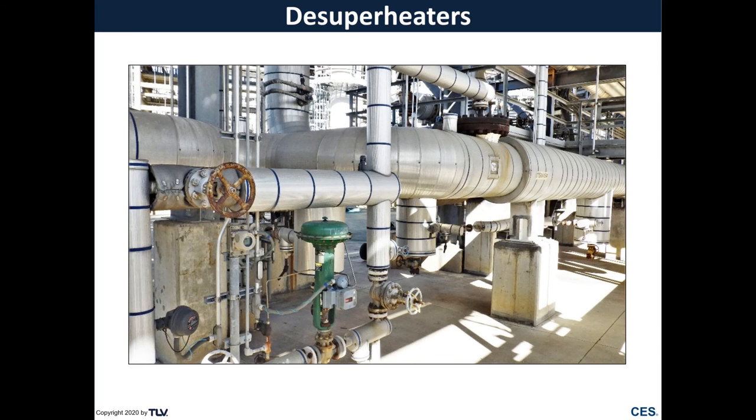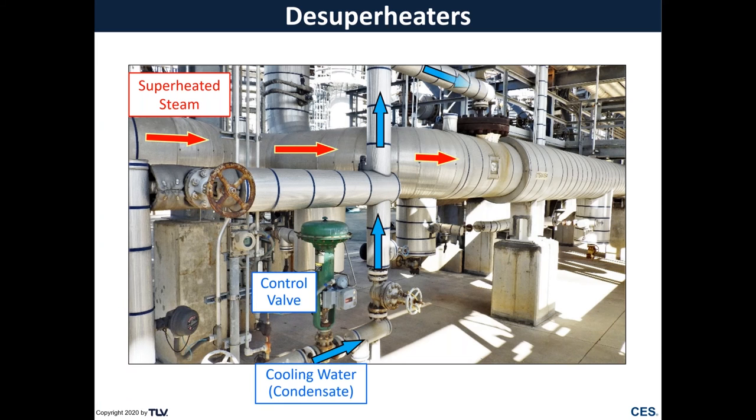This image shows a typical desuperheating station in a plant. So here we have superheated steam coming in from left to right through the main line. And from down below, we have a condensate cooling water line with a control valve regulating the flow to the top of the steam pipe, where they're joined at the desuperheater and mixed. And the resulting mixed stream of steam and water becomes desuperheated steam and travels down into the plant.